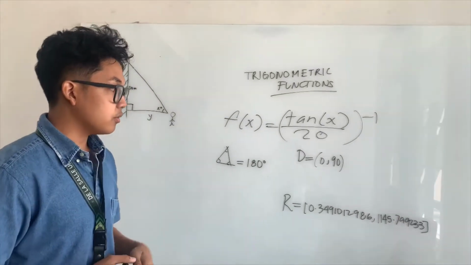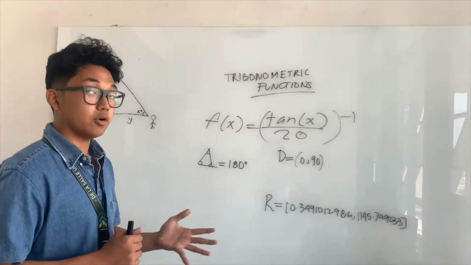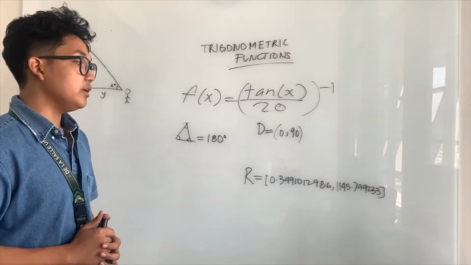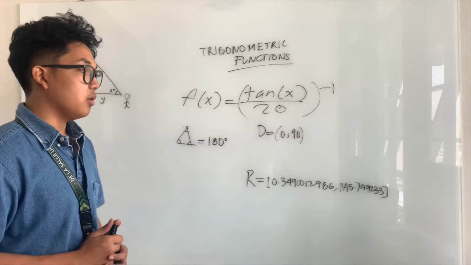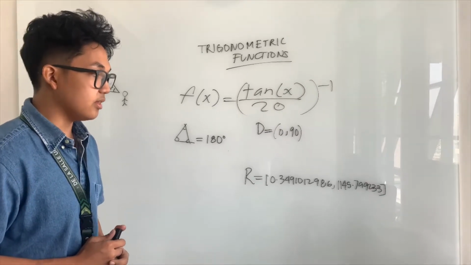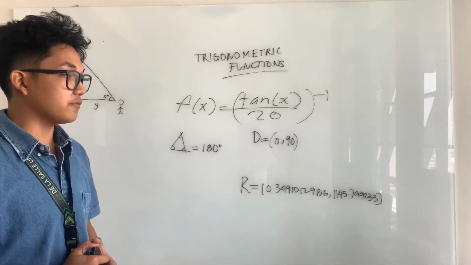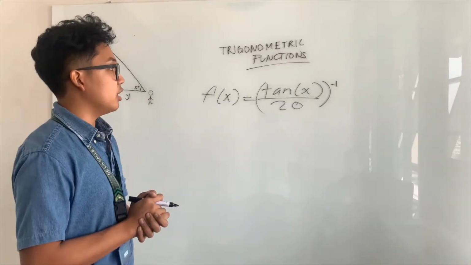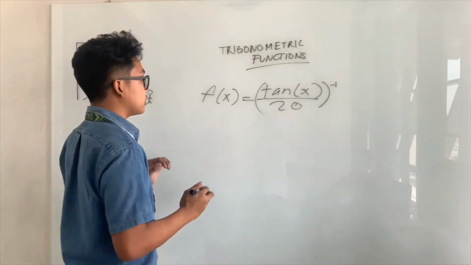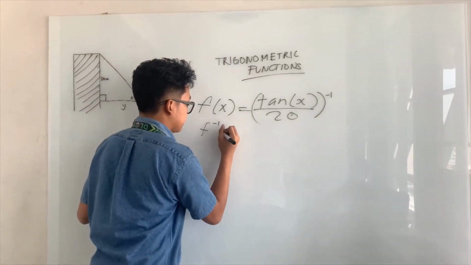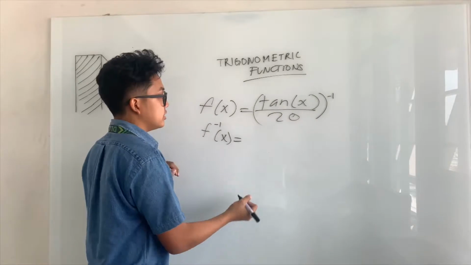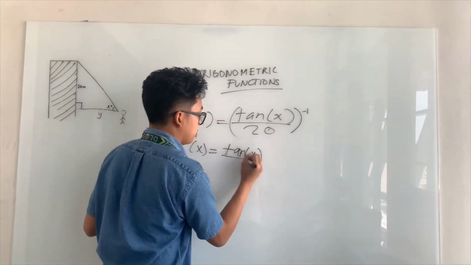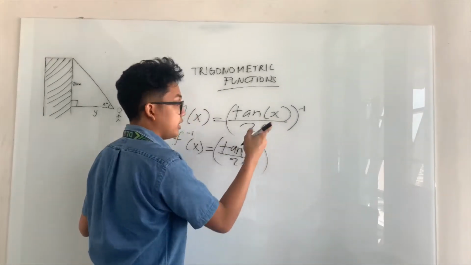Now, this gives us the domain, which is 0 to 90, and the range being 0.349101296 until 1145.79923. The inverse function of this trigonometric function is f raised to negative 1 of x equals tangent of x over 20 raised to 1.